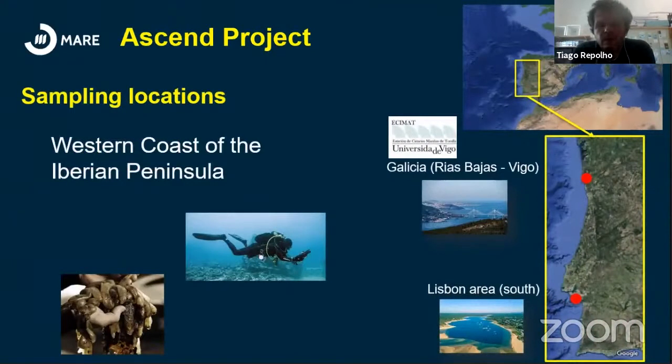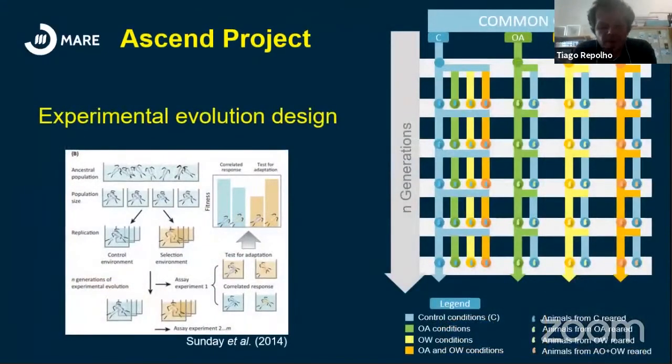So to do this work, we collected populations from 2 sampling sites south of Lisbon, like I told before, and also from the Rias Baixas in Vigo, where we had the support of a couple of people from ECIMAT, the Estación de Ciencias Mariñas de Toralla, and these populations were brought to Laboratório Marítimo da Guia to perform the laboratory acclimation. Following this, I'm presenting our experimental evolution design, the idea that we had to do.